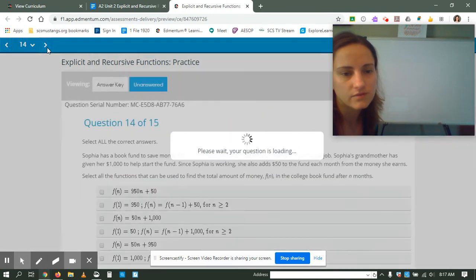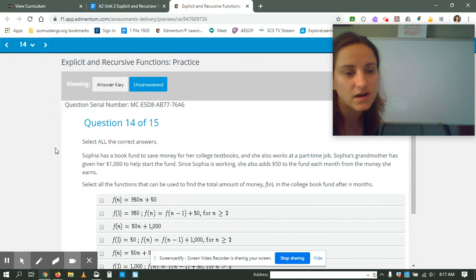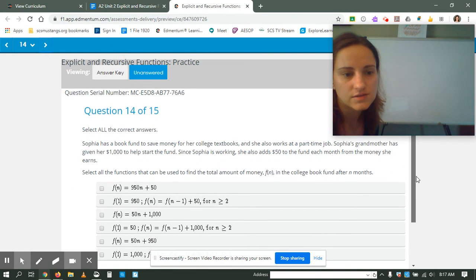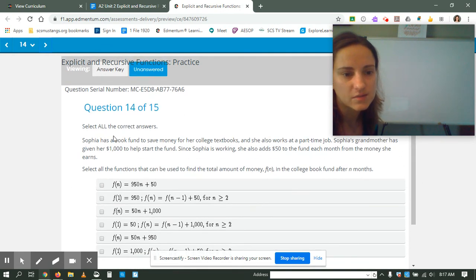Looking at 14, it says select all of the correct answers. Sophia has a book fund to save money for her college textbooks, and she also works a part-time job. Her grandmother has given her $1,000 to help start the fund. Since she is working, she adds $50 to the fund each month from the money she earns. Select all the functions that can be used to find the total amount of money in the college book fund after n months.